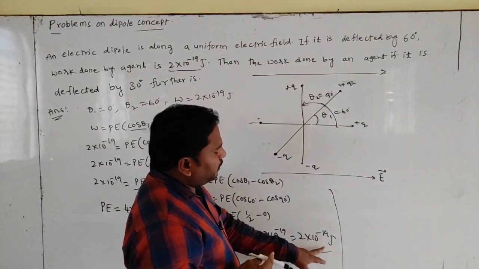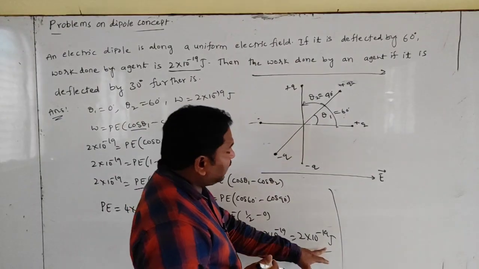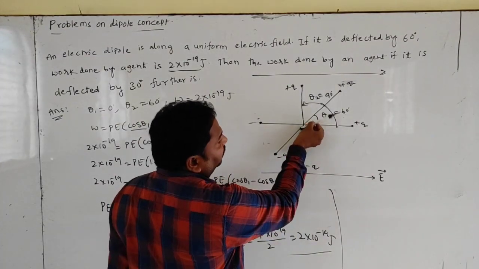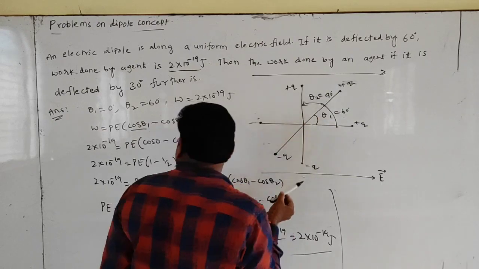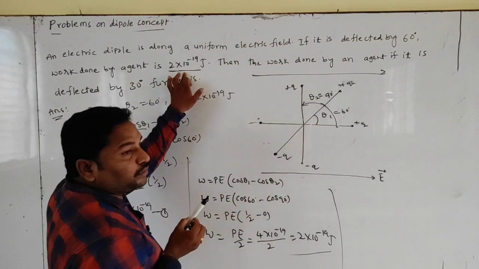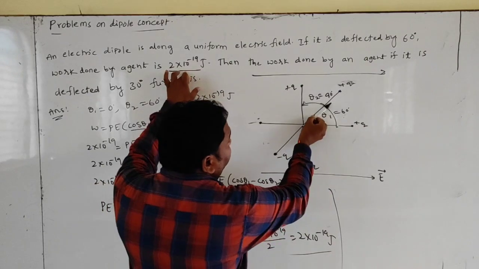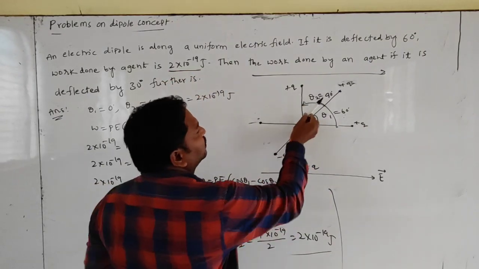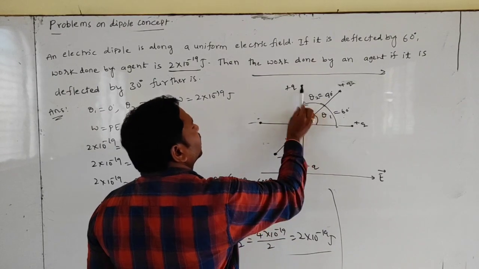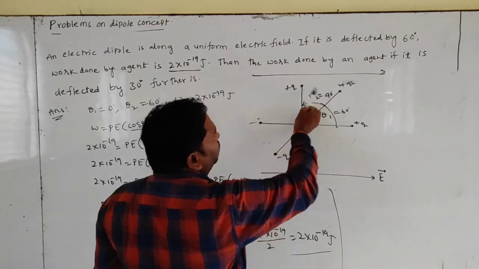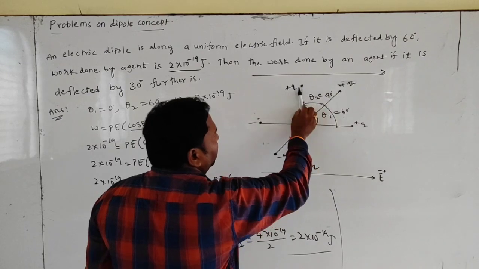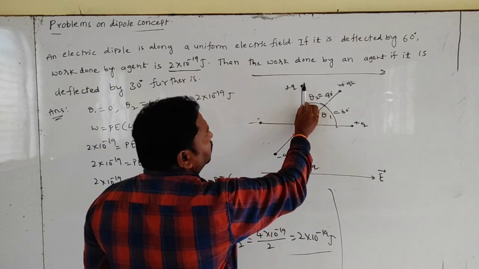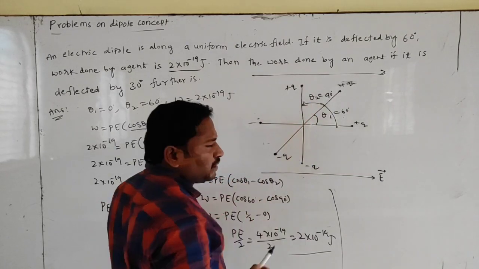2 into 10 power minus 19 joules is required. That means from here to here, in order to displace, this is the work done we have to do. So from here to here, same work done, less angle, same work done. That means we have to apply more amount of work done. So more restoring force is acting from here to here. So that's why we have to do more amount of work.